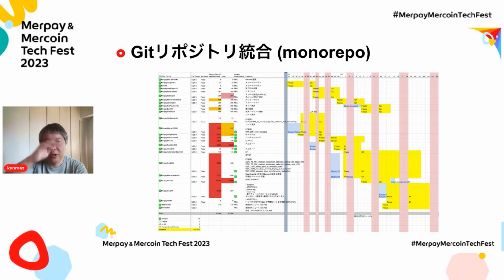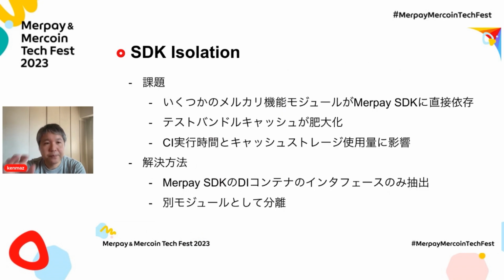And by doing so, we spent about 2.5 months to gradually migrate the modules in a phased manner. And this is the overall schedule. And we had a total of 26 modules targeted for migration.